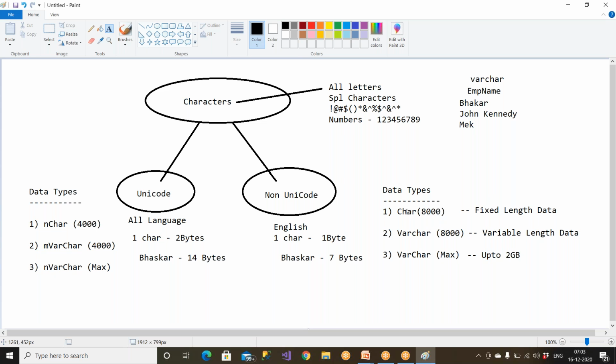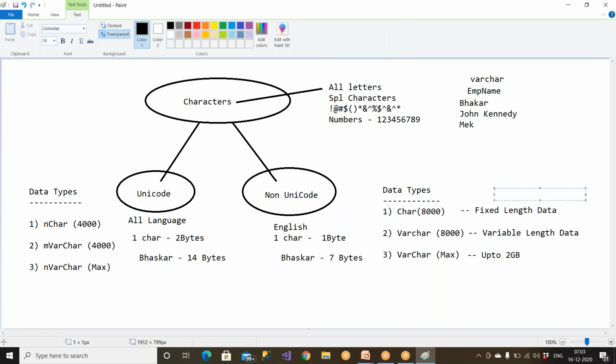That is what is called varchar max. Hope you understood what is a character. Character can occupy maximum 8,000 letters, not more than that. So fixed length data, for example, here I told you postal code numbers, right? And your phone numbers. Okay, all of them can be stored there.